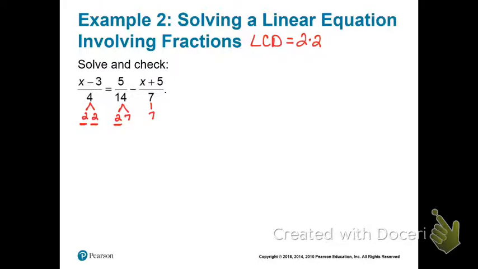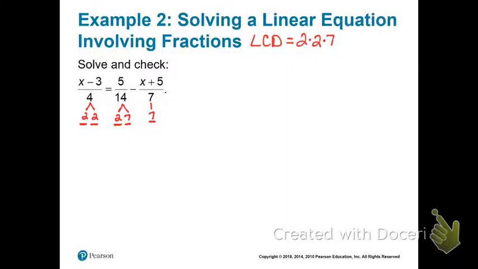I do, so don't write it again. I need a 7. Do I have a 7 written up there already? I don't, so come up here and put times 7. Then for the third fraction, I need a 7. Is there a 7 written up there already? There is, so don't write it again.